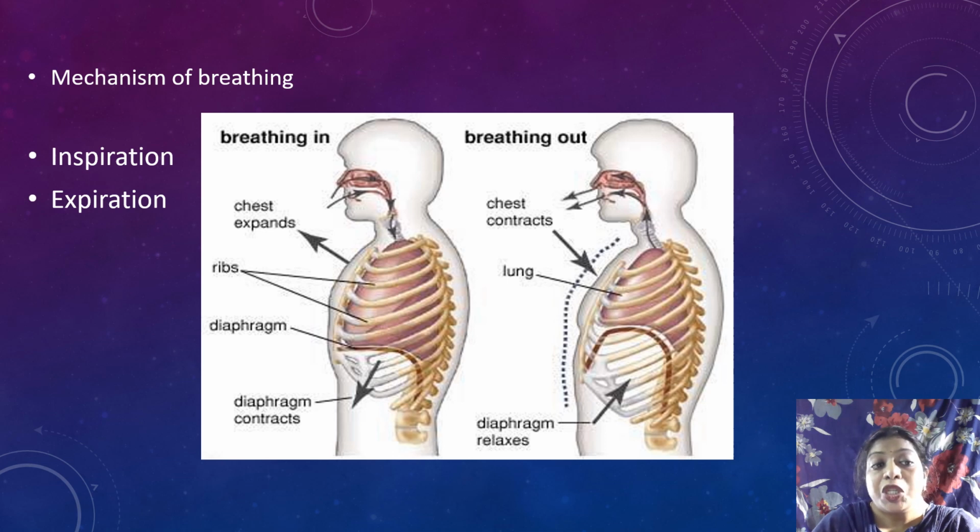So inspiration is nothing but taking in of the oxygen. As a result, the chest will expand and the ribs are pulled upwards. The diaphragm becomes flat. Once it is flat, it leads to the increase of the volume of the lungs. This is the inspiration process.